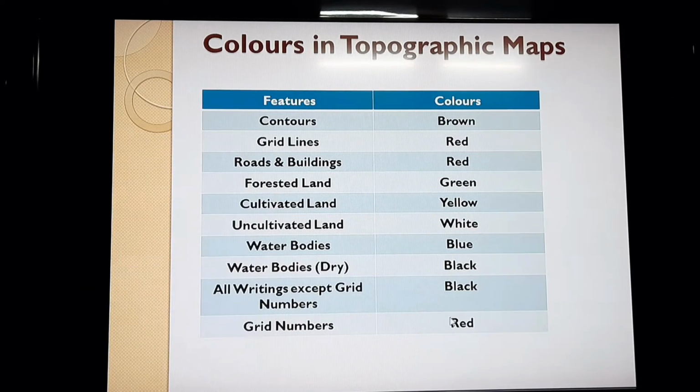On writing, except grid numbers, it is shown with black, and the grid numbers are shown with the red color. So these are the different colors used to show the different features in a topographic map. It is very important for us to know these colors, otherwise we are not able to identify the specific features in a topographic map.